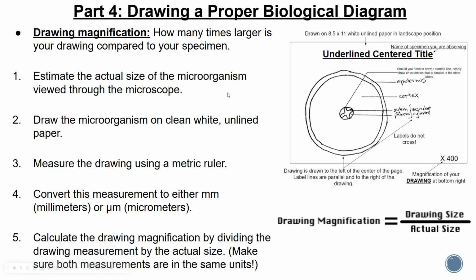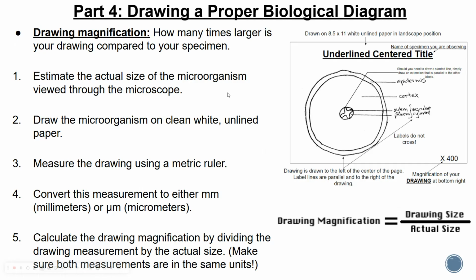So we're going to take a look at how to calculate the drawing magnification. In the previous video, we saw how to find the actual size of the cell. You have your diameter field of view, divided by how many times your cell fits across, and that's how big your organism is.